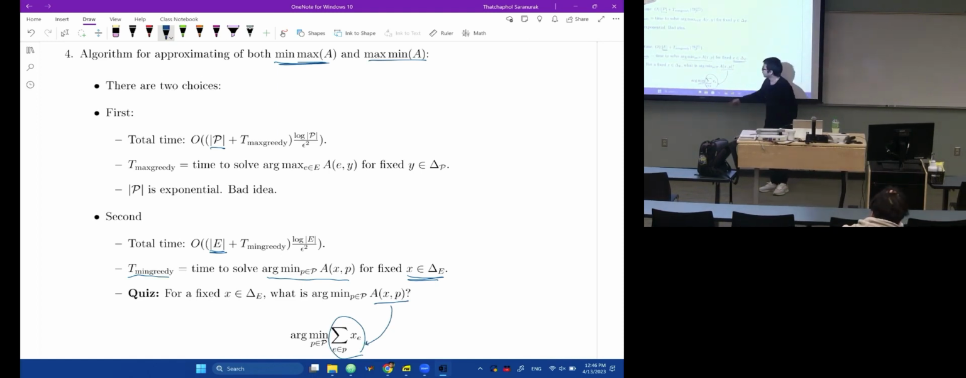So now let me ask you, can you see what this problem is? This is a problem that we have seen before. What is this problem? Given x, which is the number on edges, find a path such that the sum of x along this path is minimized. Anyone?